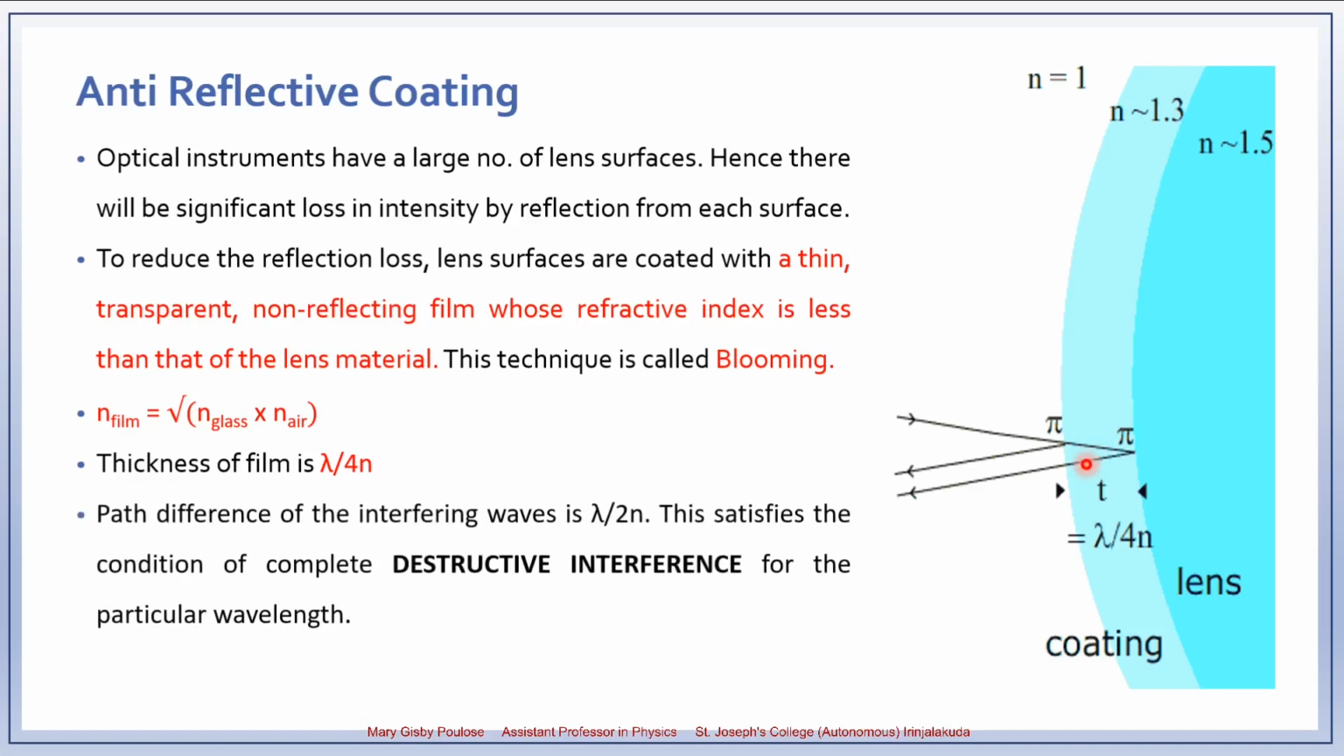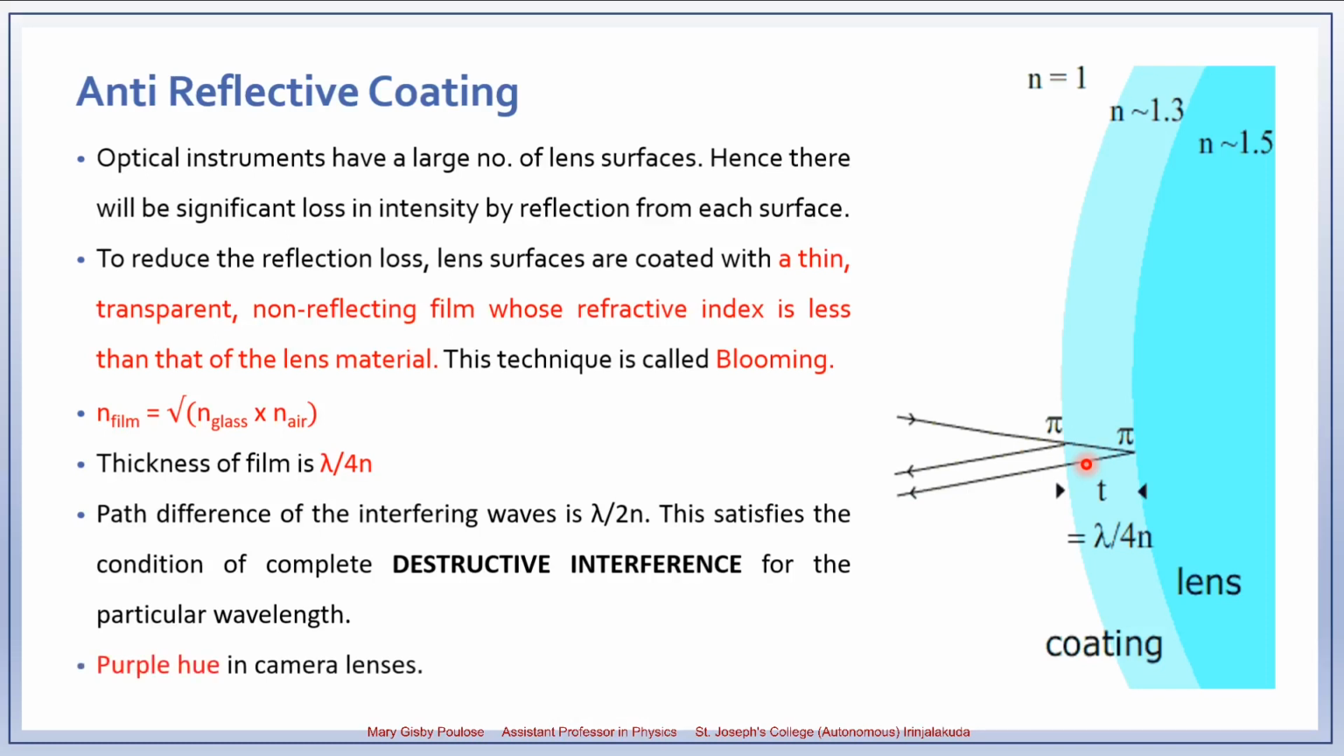Path difference of the interfering waves is lambda by 2n. That is twice lambda by 4n gives lambda by 2n. Now, this condition, that is, the path difference being an odd integral multiple of half wavelength, is satisfied for destructive interference. This is the general condition for destructive interference, and hence for this particular lambda we have destructive interference and no reflection takes place.